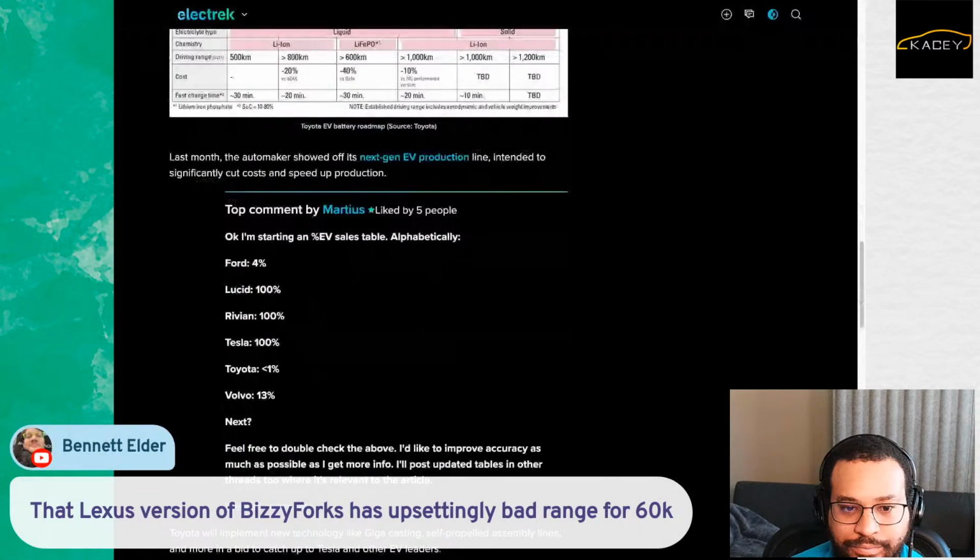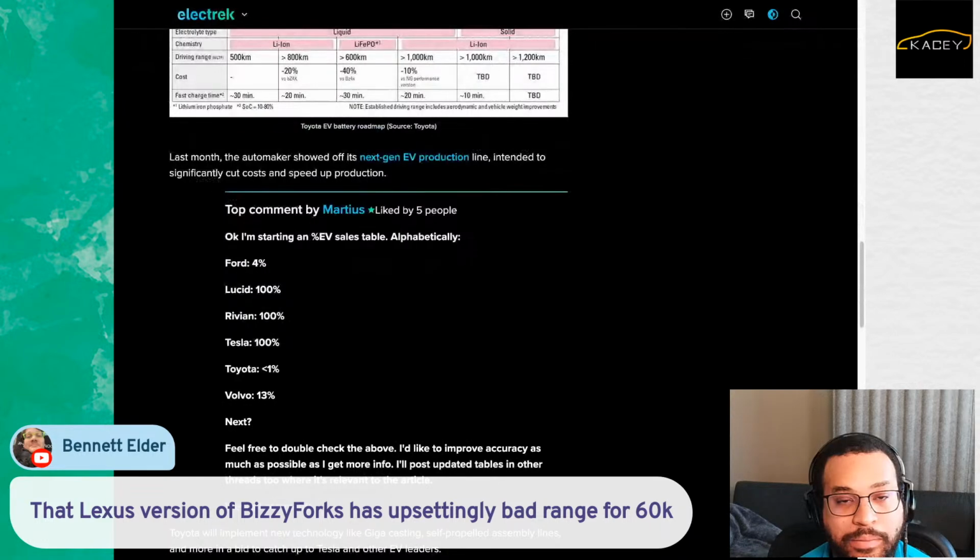Bennett says that the Lexus version of the bZ4X has upsettingly bad range for 60K. Yeah, I saw Kyle's headline for his test. I didn't watch it, not because I don't like Kyle's videos. I love Kyle's videos, but the vehicle has no interest for me whatsoever. I didn't want to give him a partial view for that. I guess I could have turned it on and walked away, but I didn't. It didn't interest me at all. So seeing the headline was enough. I know that Kyle's not big into clickbait, so yeah.